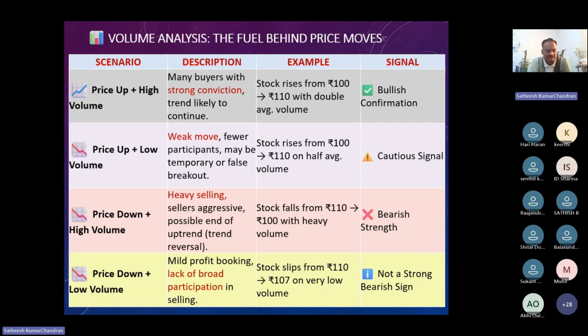It's a cautious signal. Price down and high volume means heavy selling. Sellers are aggressive. Possible end of uptrend, trend reversal. Like a stock falling from 110 to 100 may go to 60, 50, 40 also. Bearish strength. Price down plus low volume may again reverse. Mild profit booking maybe. Lack of broad market participation. It may rise also, but not a strong bearish sign. So these are all the tools on volume we have to check with real stock analysis.